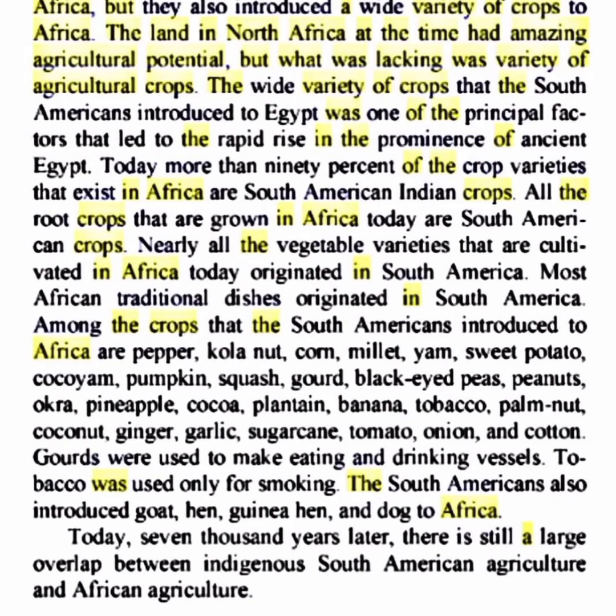Gourds were used to make eating and drinking vessels. Tobacco was used only for smoking. The South Americans also introduced goat, hen, guinea hen, and dog to Africa. Today, 7,000 years later, there is still a large overlap between indigenous South American agriculture and African agriculture.